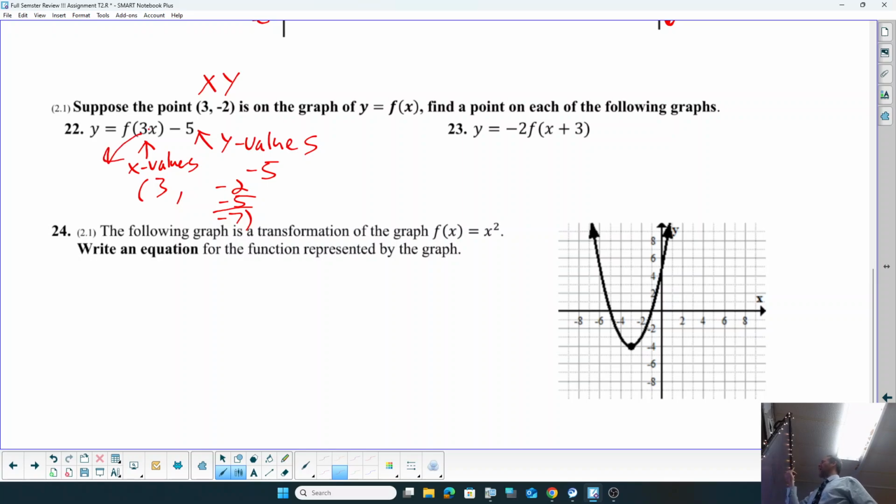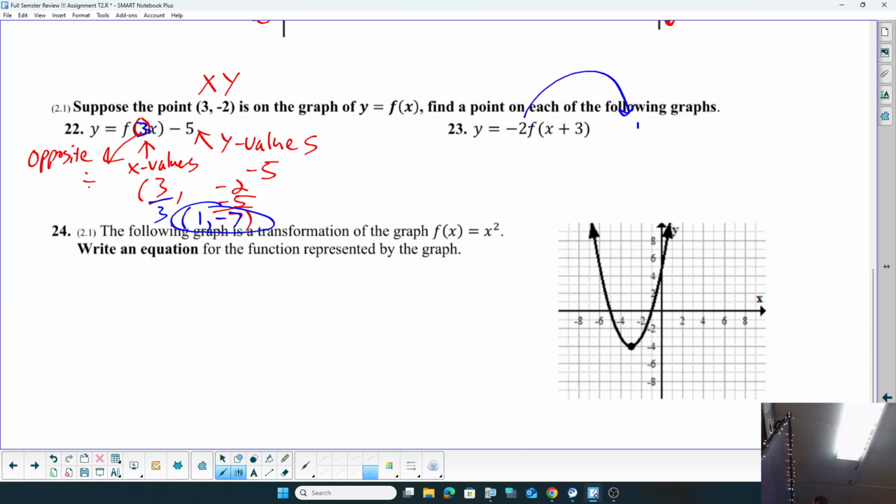Right now it's being times. And so what's opposite of times? Opposite of times is division. So we're going to take that 3 and divide by 3. That gives us a 1. So the answer is 1, negative 7. This one is actually on the outside.